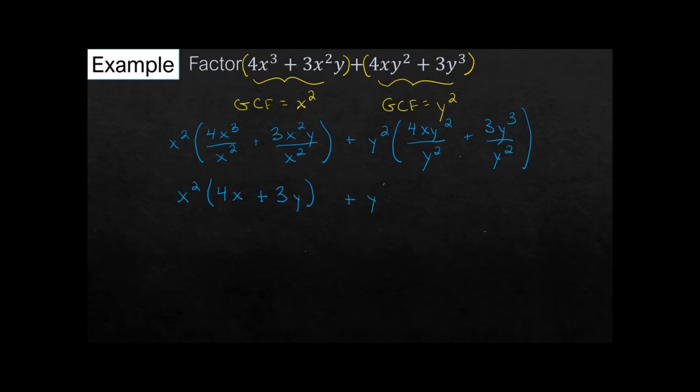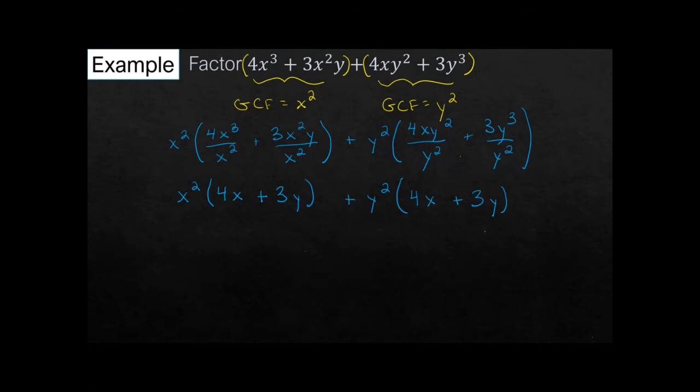Now I'm going to move to the second set of parentheses. I have my y squared, and now I'm going to remove y squared from each of these. So I have 4x y squared over y squared. So the y squareds completely cancel. So I'm just left with that 4x. And then I have 3y cubed over y squared. So I'm going to have 3, and then subtract the exponents top minus bottom. 3 minus 2 is 1, so I have a single y.